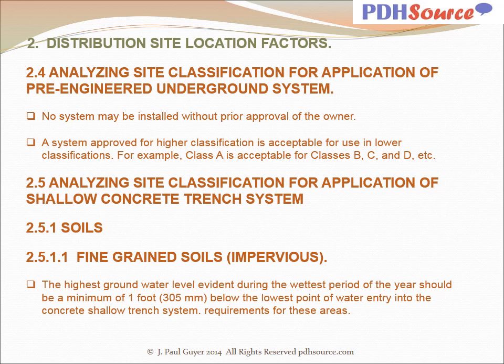The highest groundwater level evident during the wettest period of the year should be a minimum of 1 foot below the lowest point of water entry into the concrete shallow trench system required for these areas when in an environment of fine-grained impervious soils.